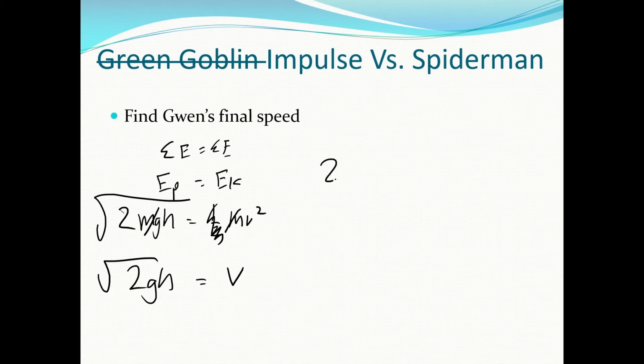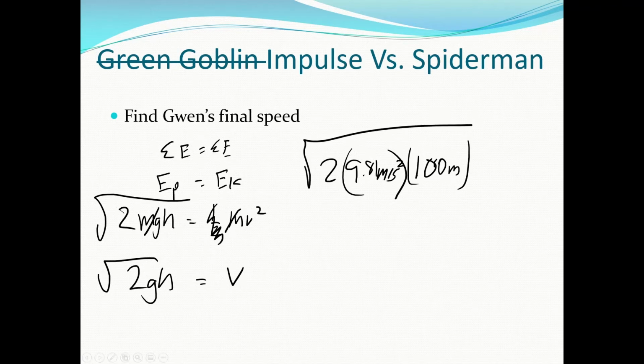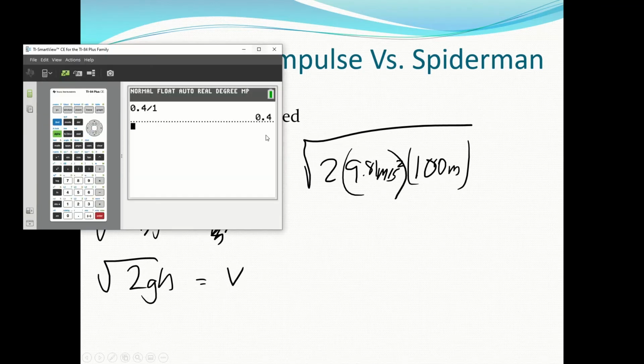So 2 times 9.81, because Spider-Man lives in New York, so it's not like the Marvel Cinematic Universe where it might have a different g. And then our height, I said the bridge was about 100 meters. We square root it, and we can find our speed. So how fast would Gwen be moving if she fell from a 100-meter bridge?